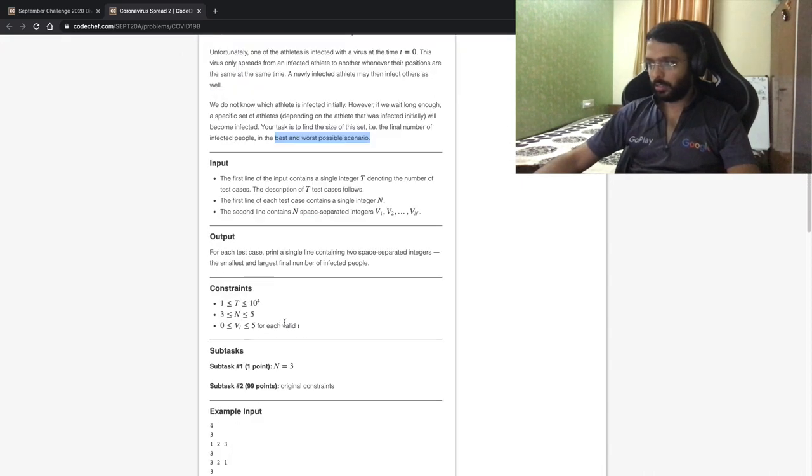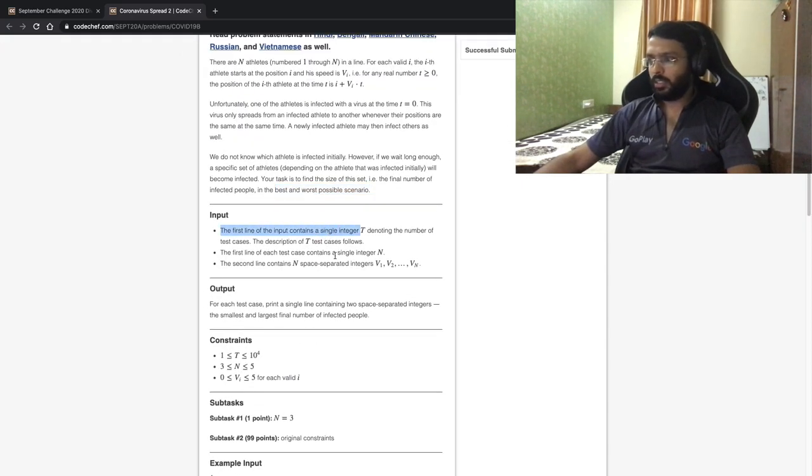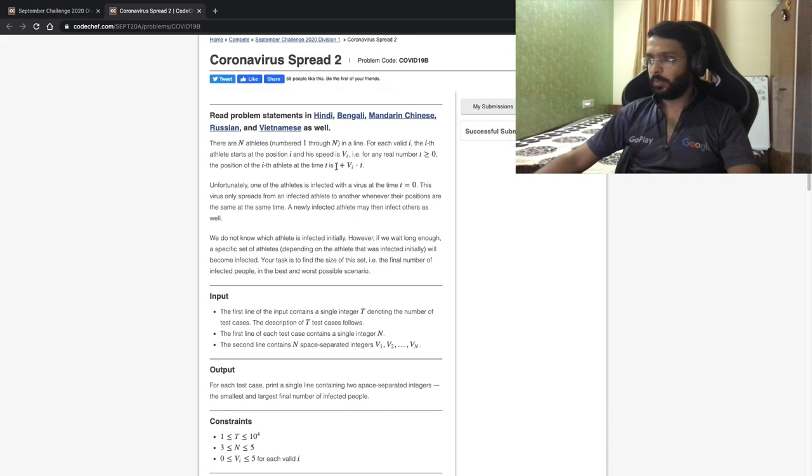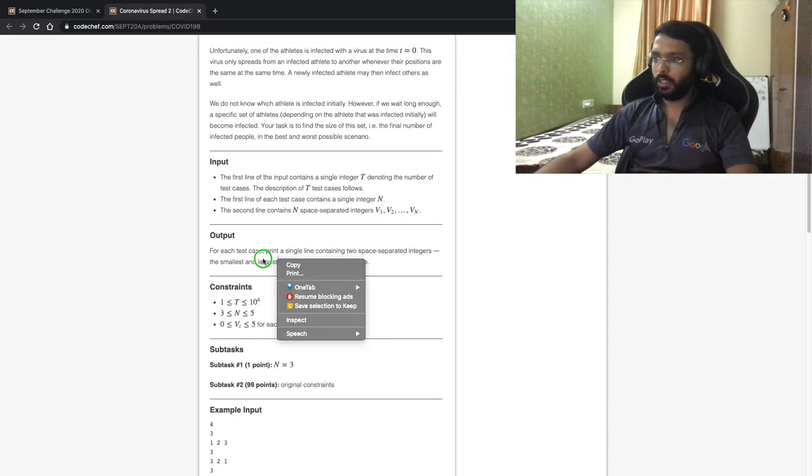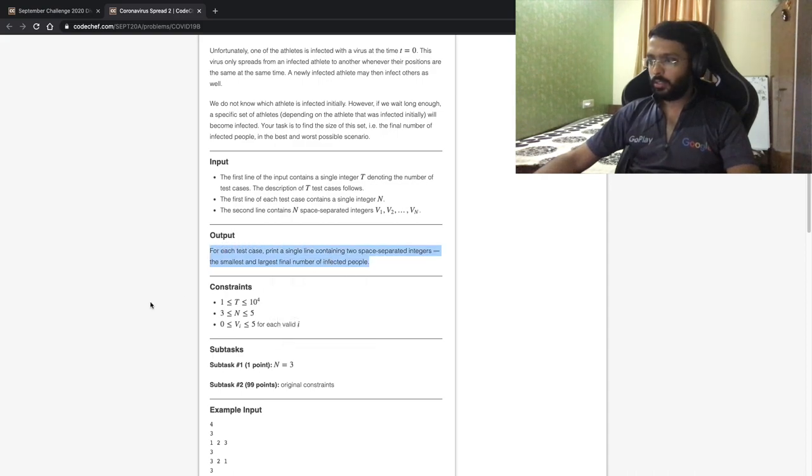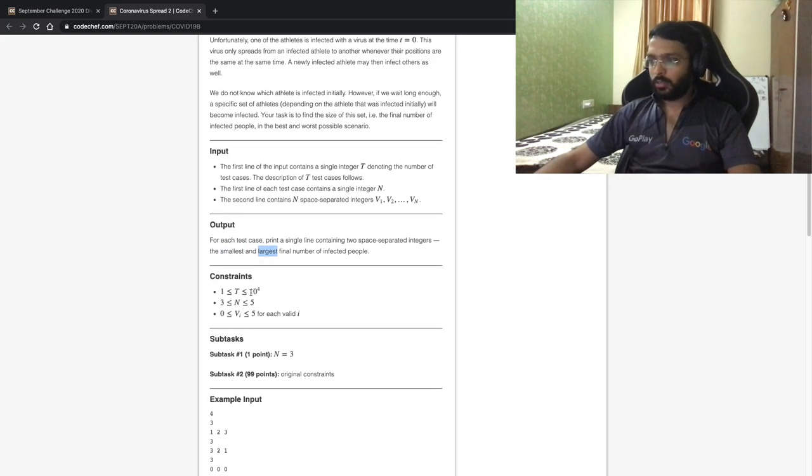Okay, let's take the input. So input is t, then there is n, then we are given speeds, right? Okay, so starting points are i only, so for v1 it's 1, 2, 3 and so on. We have to print the smallest and the largest number, best case and worst case. So test cases are 10^4. Oh, this is really small, the n is just 5.